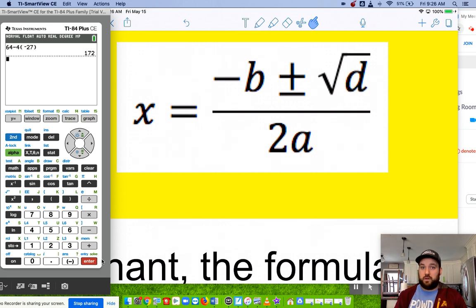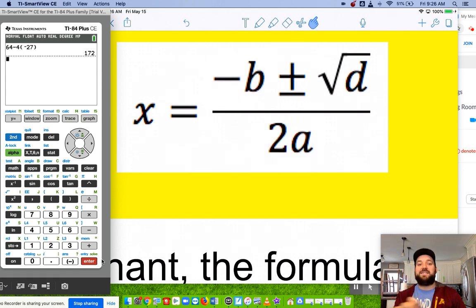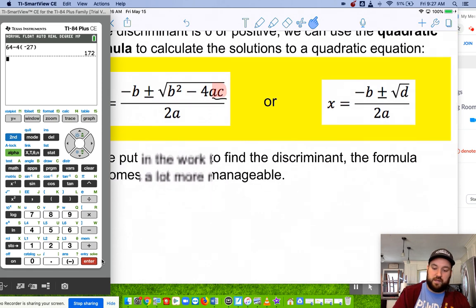It's much shorter, it's easier to remember, and if you're worried about this, negative b divided by 2a, we actually did that with line of symmetry and vertex way back in 9.1 and 9.2. You may not remember it, but you have seen negative b over 2a before. So what that means is I'm going to use, for this video, this version of the formula to find the solutions once I know what the discriminant value is.